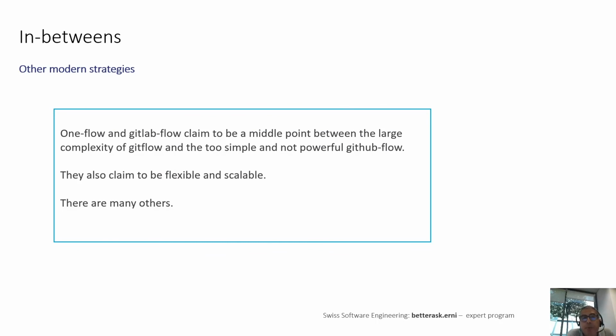Of course, there are also other branching strategies. There are in-betweens, like OneFlow and GitLab Flow, which claim to be a middle point between the large complexity of Git Flow and the too-simple GitHub Flow. They can also be very flexible, more flexible than GitHub Flow, and also more scalable. I mean, you can use a subset of the concepts and patterns of these ones. And there are many others. I will provide you the links later if you like.